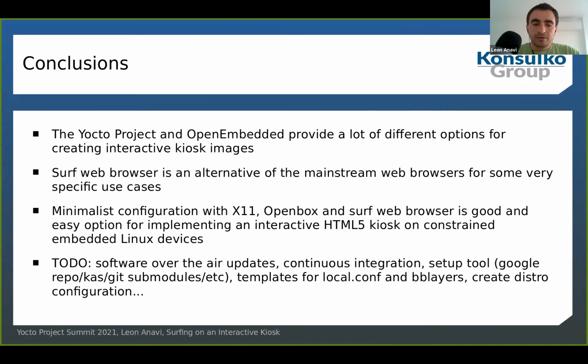In the long term, at the moment, I'm checking out all these layers manually. There are setup tools such as Google Repo or KAS, or Git submodules, that can automate this process, of course, with templates for local.conf and bblayers.conf. And instead of putting all these settings in local.conf, we can create a distro configuration and move them there.